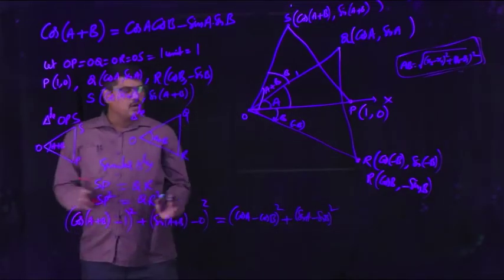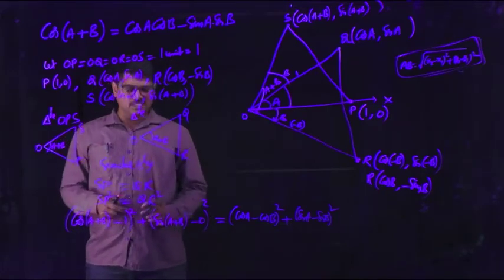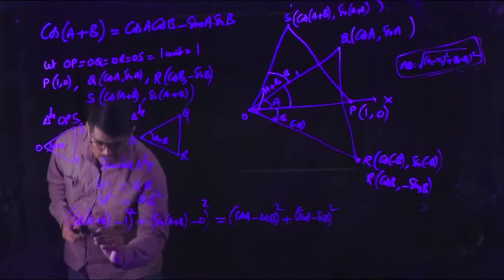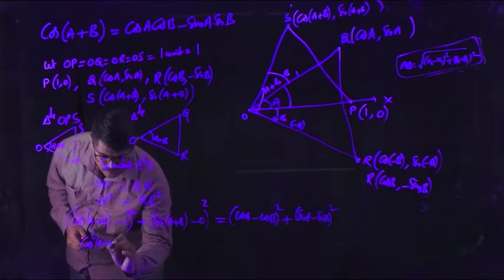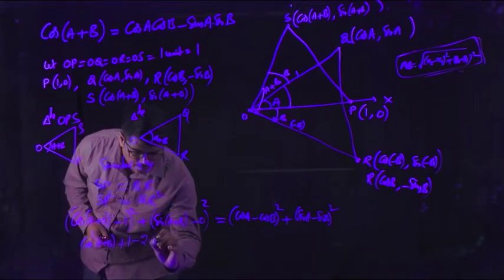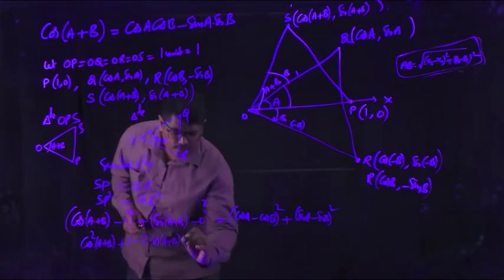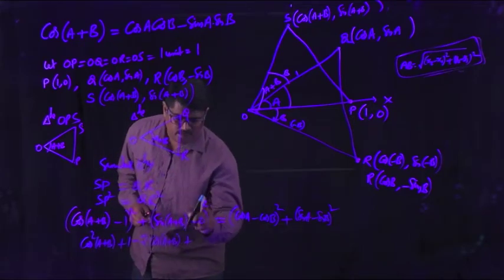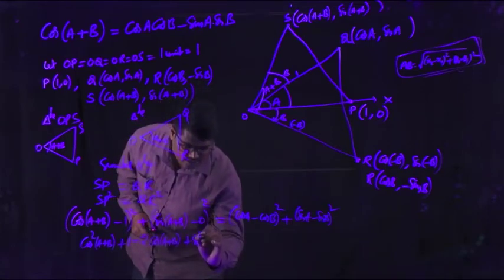Now here you have to follow, the expression is having A minus B whole square. So applying the expansion, this will become cos square of A plus B, plus 1 square which is 1, minus 2 into cos of A plus B into 1, which becomes cos of A plus B, plus sin square of A plus B. Minus 0 can't impact the value.